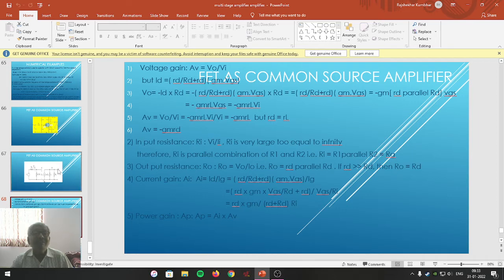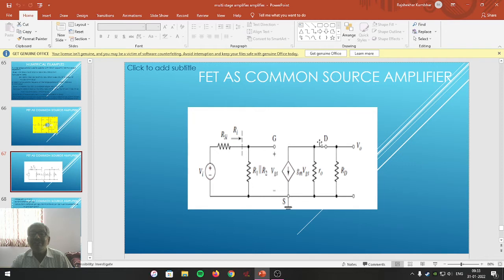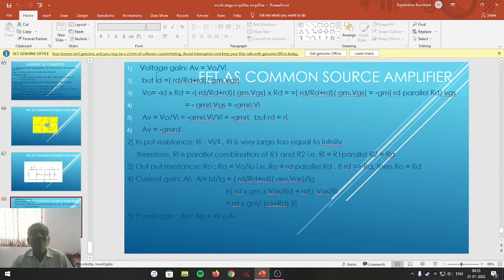The drain current is the current flowing through the drain resistance rd, where small rd and capital RD are in parallel with each other, and gm into Vgs is the current source. By considering this particular loop, we can calculate the drain current flowing through the drain resistance. So ID is given as small rd upon capital RD plus rd, into gm into Vgs.